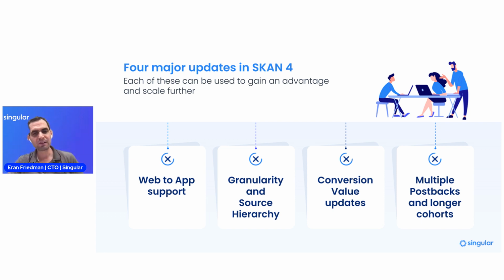The second piece is around granularity and getting to deeper details about your SKAN performance. Previously, it was pretty high level, only at the campaign level. We're going to talk about the new improvements that are going to be available in SKAN 4. The next piece is around conversion values. This number between 0 and 63, pretty complex to think about. There are now major updates there and new abilities to really use that information.